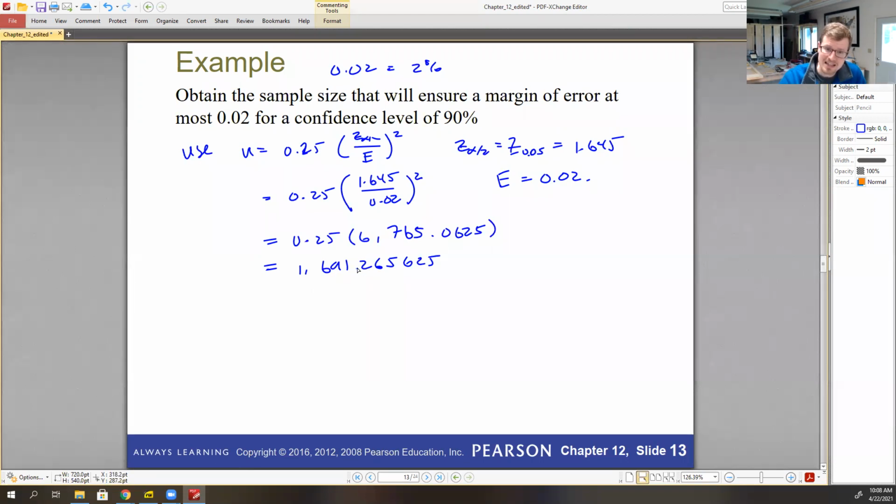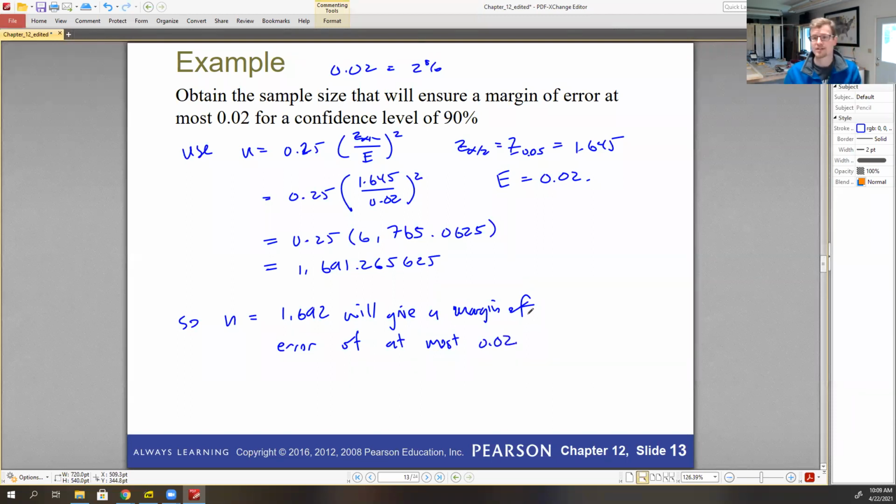So what's the number of observations required for our sample? I can't have 2/10 or 2/600ths or whatever observations. So I need to round up to the next integer. So n equal to 1,692 will give a margin of error of at most 0.02. Excellent. And that's all that we wanted to take a look at.